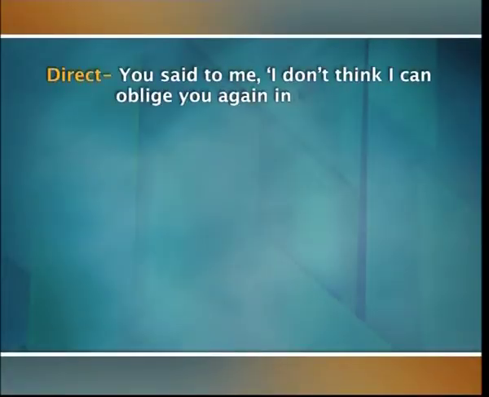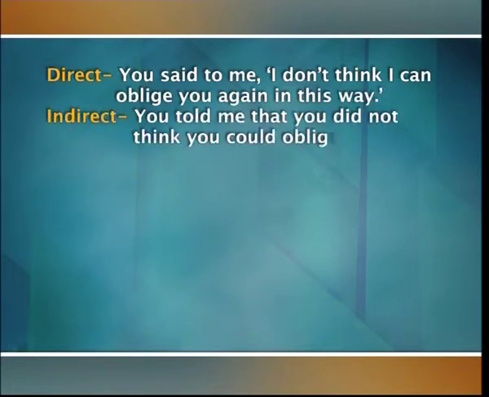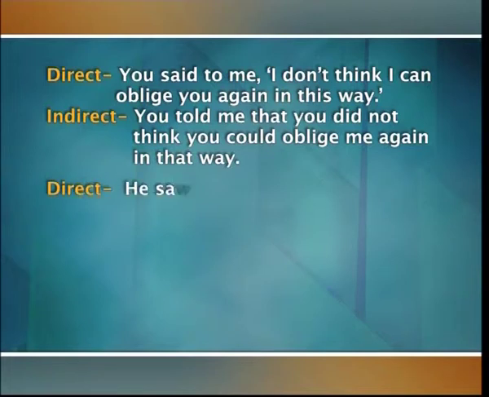Statements. Statements in indirect speech are generally introduced by the conjunction "that." Direct: You said to me, "I don't think I can oblige you again in this way." Indirect: You told me that you did not think you could oblige me again in that way.